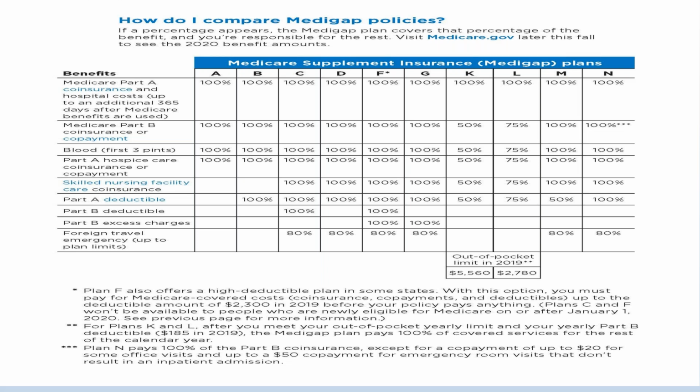Plan F, for example, covers 100% of all of those except for foreign travel emergency. And Plan G is almost the same, except it does not cover the Part B deductible. Usually, the premium for a Plan G will be less than a premium for a Plan F, and we can get into the details on these types of plans at the time of making a decision. You can do this at Medicare.gov, by talking to an insurance company, or by reaching out to an insurance broker agent like myself.